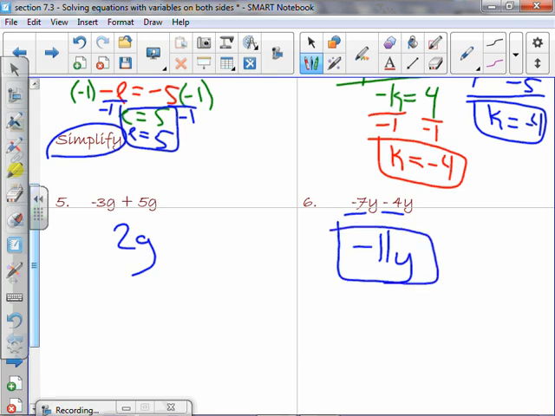If you do not believe either of these last two answers, I invite you to use a number line and convince yourself that negative 3 plus 5 is 2, and negative 7 minus 4 is negative 11. We are moving on with the lesson, however.